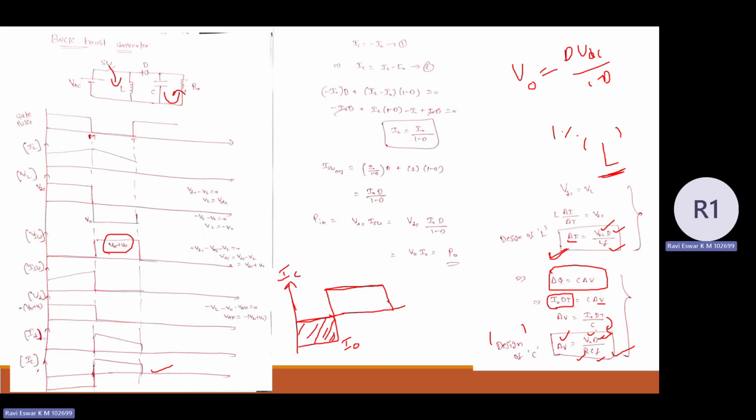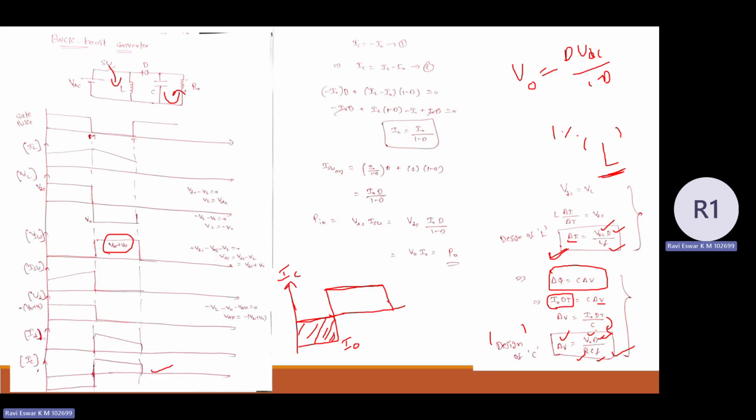Similarly, you can check for the buck converter also. For the buck converter, both the switch and diode block the input voltage, that is VDC, whereas for the boost converter, the switch and diode should block the output voltage of V naught. So you need to know about these output and input voltages. Based on the blocking requirement of the switch and diode, you can select an appropriate switch. With this, I'm closing the session.